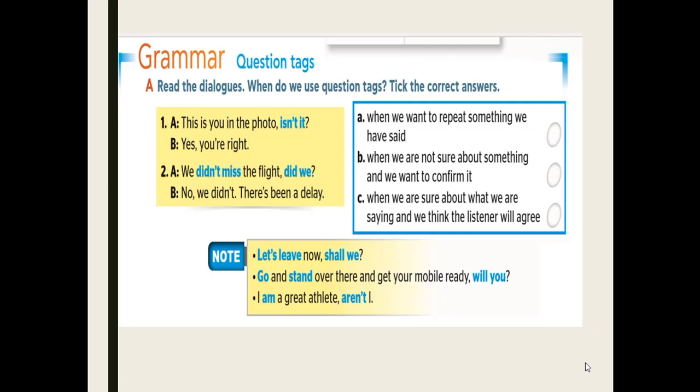Okay, now my students, read the dialogue. When do we use tag question? Take the correct answer. Number one, look at number one. Yes, right? We use tag question, we want to repeat something we have said. We ourselves are repeating something we have already said, right? And the second one, when we are sure about what we are saying and we think the listener will agree.